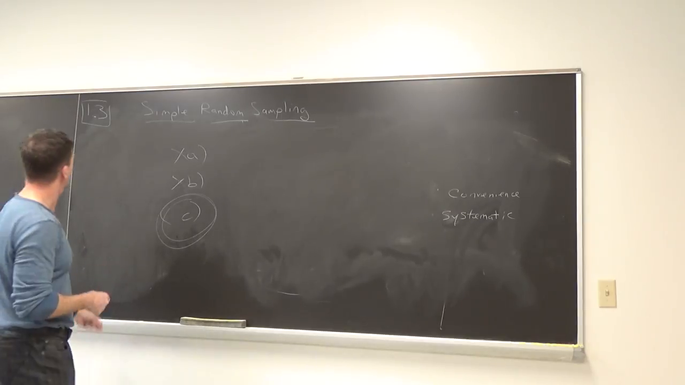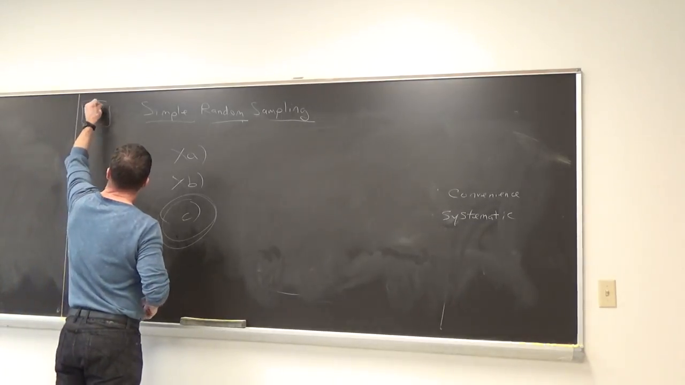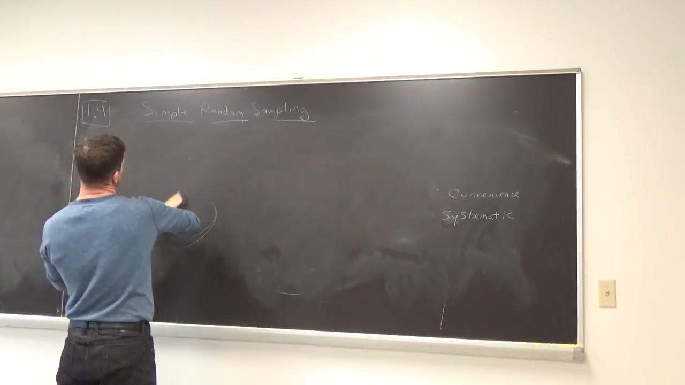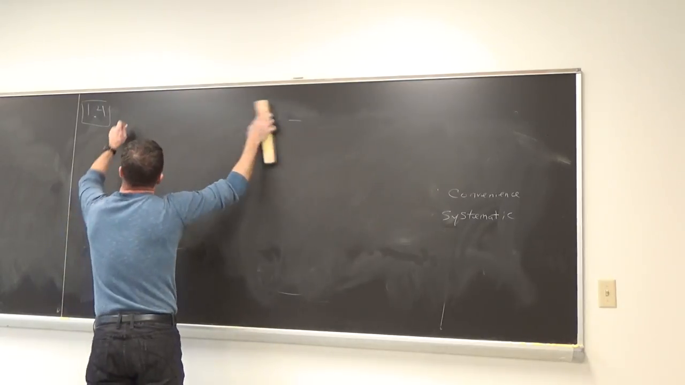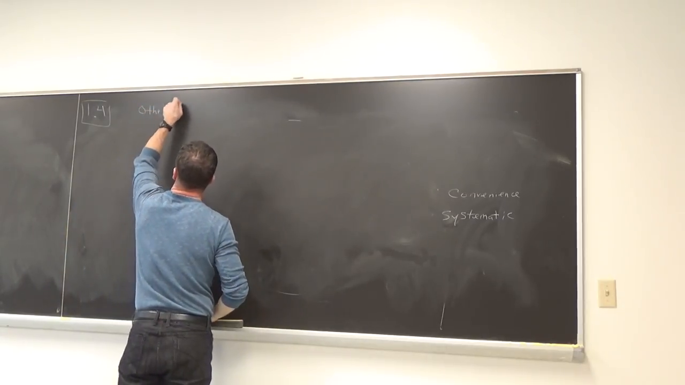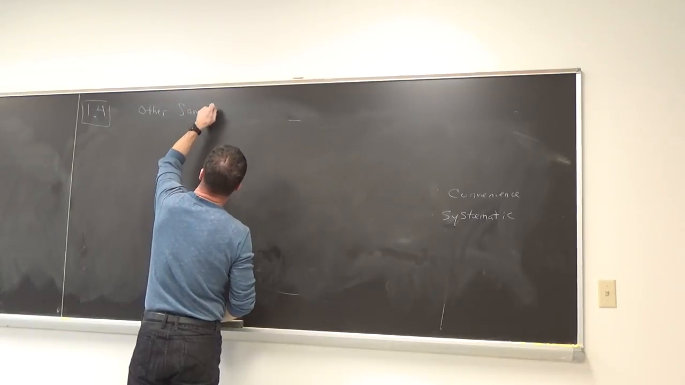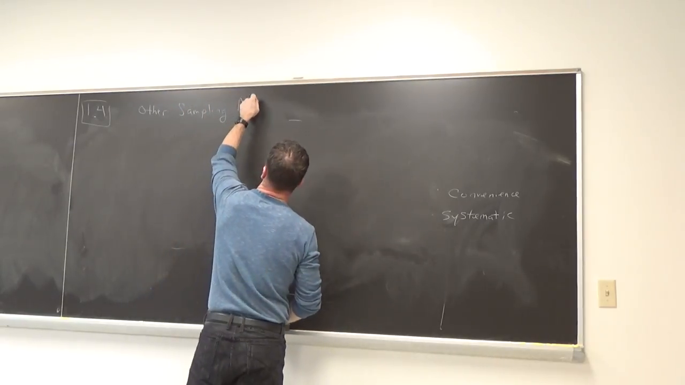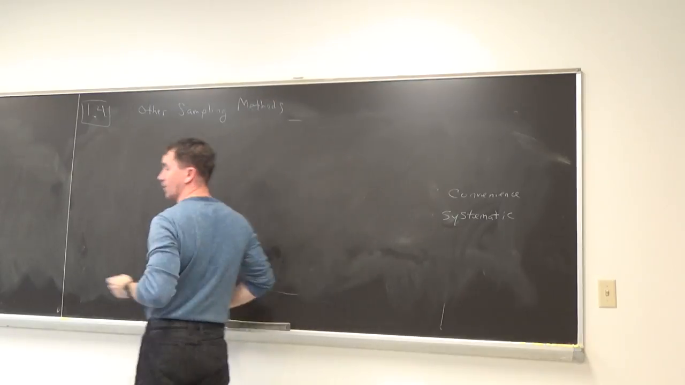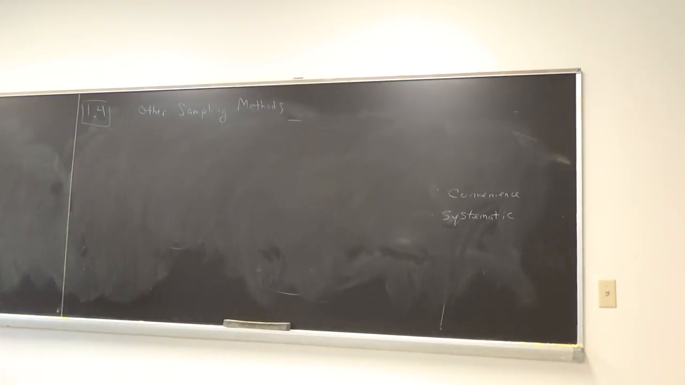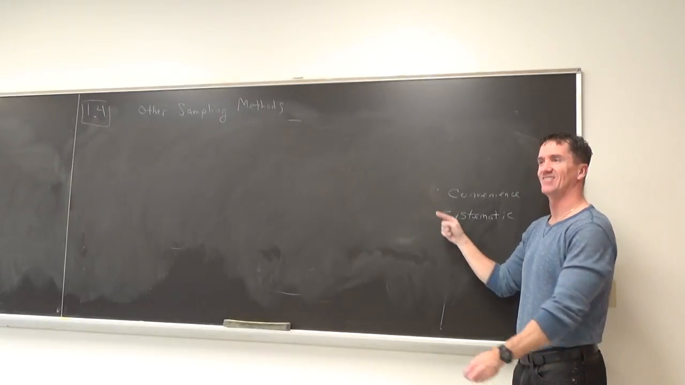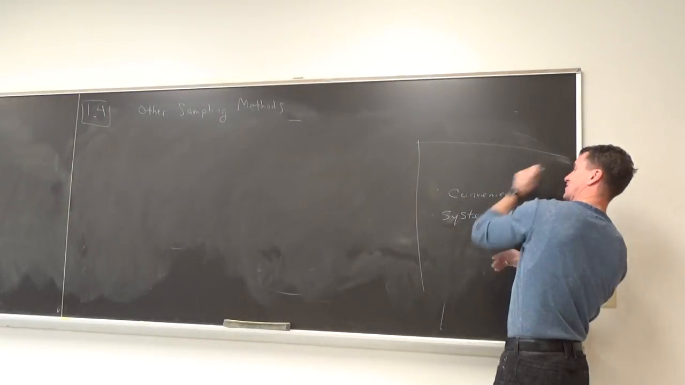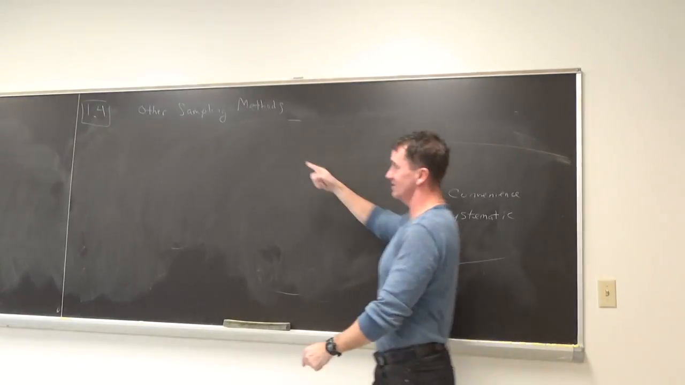All right. Hey, I'm going to go to 1.4. What's 1.4? It's called other sampling techniques. You and I are going to focus on two of them. They're in that section, and I'll put convenience and the others way over here to the side. Let's keep those over there.